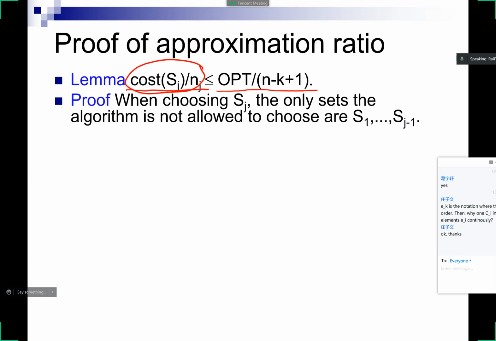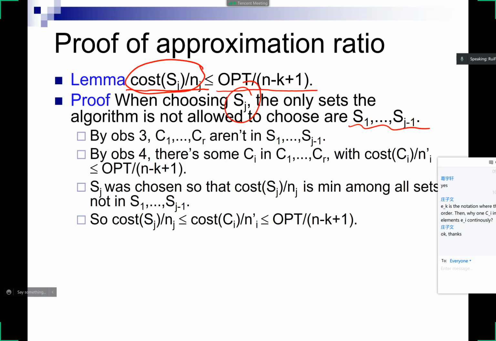And the reason for this is that when you choose Sj, the only sets that you're not allowed to choose are the sets that you've already chosen. Any other set you're allowed to choose. And what we said by observation 3 was that all of these sets that the optimal cover uses, C1 up to CR, to cover these elements in U, none of these are among the sets that we've already chosen. So that means that when we choose Sj, we're allowed to choose any of these sets.